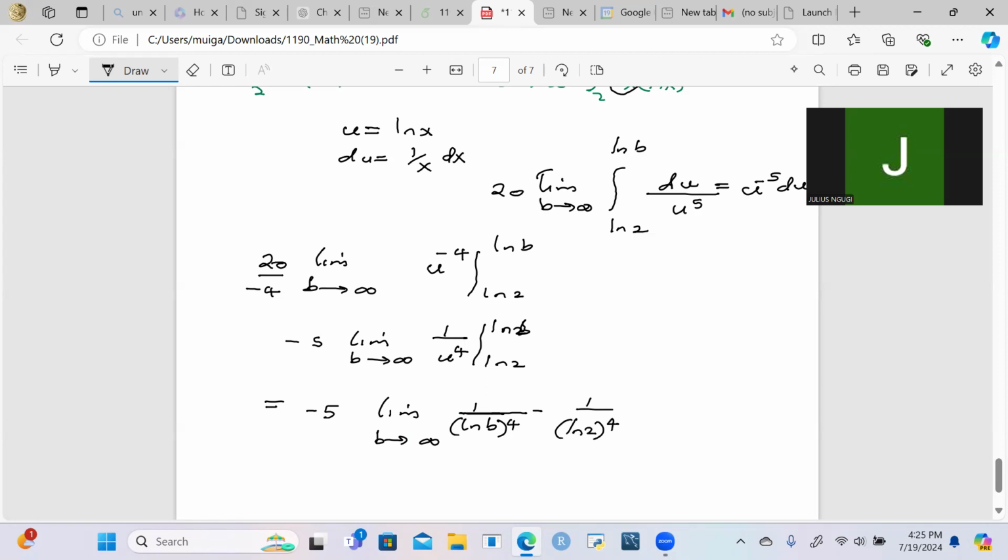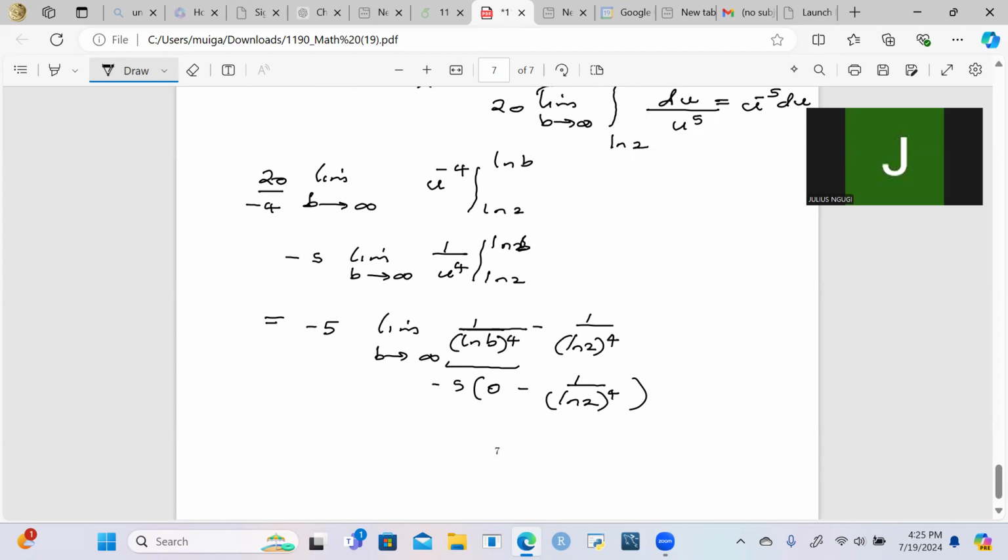So the first part, as b grows to infinity, this one will go to 0. So I have 0 minus 1 over ln of 2 to the power of 4. And then outside of the parenthesis, we have minus 5. So the minus signs cancel with each other, and we have a number, which is 5 over ln of 2 to the power of 4. And that means that this integral converges, so the series converges.